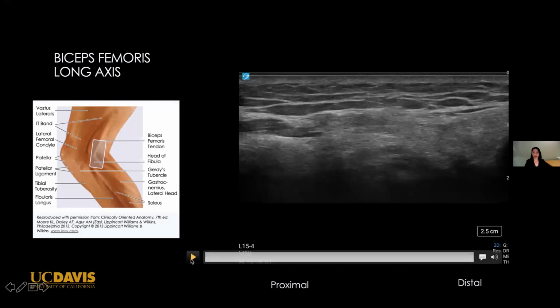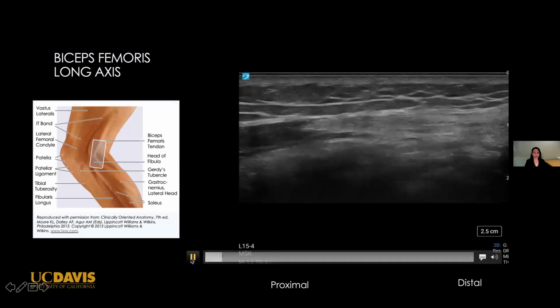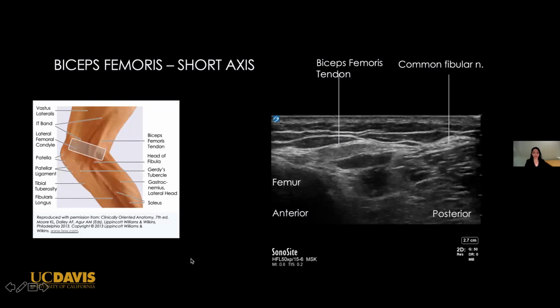Next, let's evaluate the biceps femoris in a short axis. So it can be seen coursing posteriorly to the IT band and LCL respectively, and the common fibular nerve is reliably found posterior to the biceps femoris tendon, the common fibular nerve being the bifurcation of the sciatic nerve into it and the tibial nerve. This can be further evaluated in the posterior evaluation.